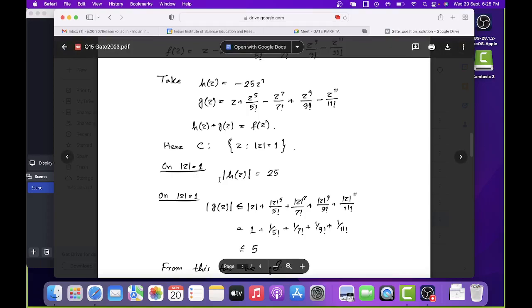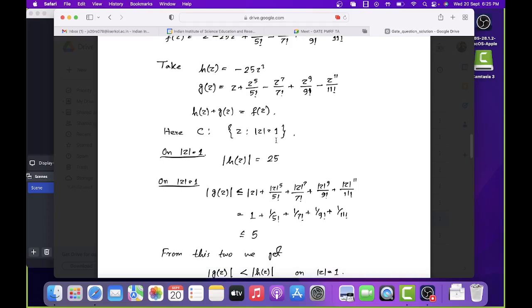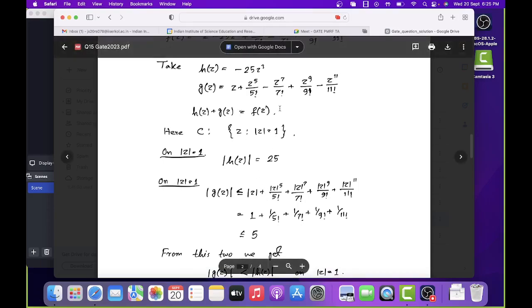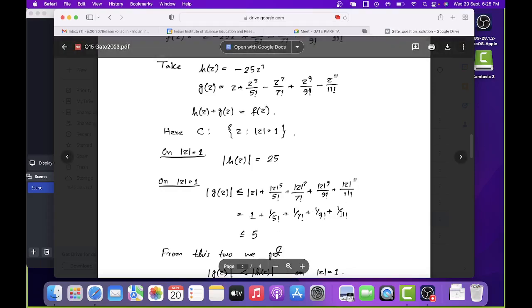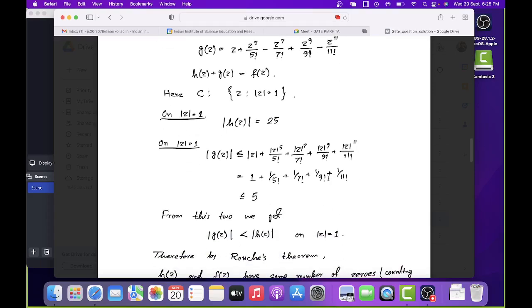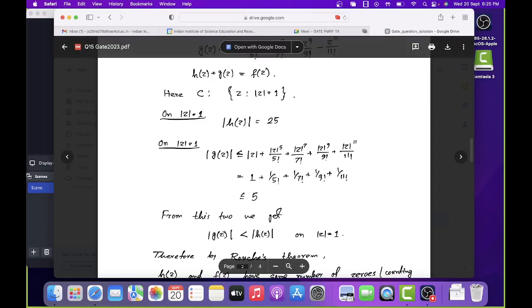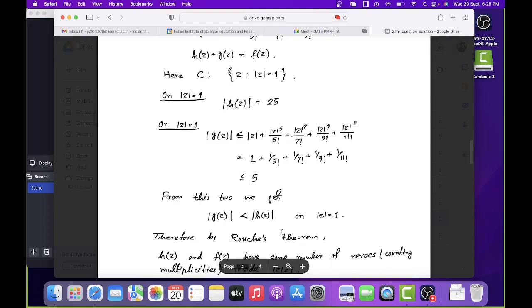Okay, so check on the boundary what is mod h(z). Mod h(z) basically is 25, right? And what will be mod g(z)? Just use the triangle inequality, and we will get the first line. On the boundary mod z is 1, so put it there and you will get the next one. And you know that all these factors, 1 by 5 factorial, 1 by 7 factorial, are less than 1. So this is basically less than 5. So you can easily see that on the boundary, mod g(z) is strictly less than mod h(z). So the condition for Rouche's theorem is satisfied.